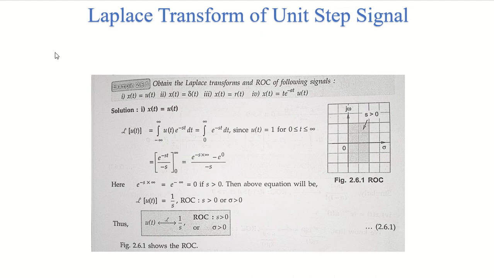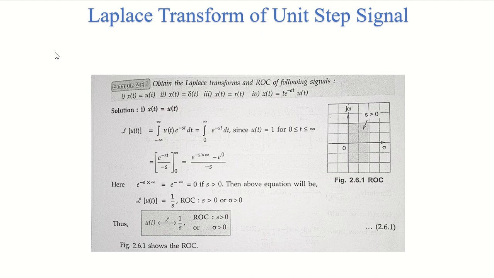So here the integral will change, which earlier was going from minus infinity to infinity. This time it will only go from 0 to infinity, because every single time we consider a unit step signal, we take values for t greater than or equal to 0. So the integral will change, and e raised to minus st dt, because the value of u of t, as I earlier said, will be 1. So we will be basically taking the integration of e raised to minus st dt.